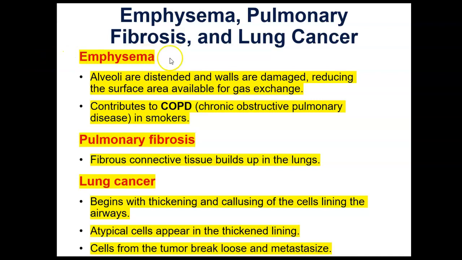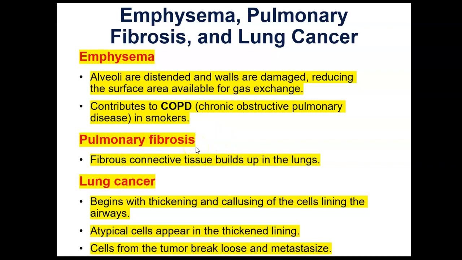All right, emphysema. This is when the alveoli are distended and the walls are damaged, and this reduces the surface area available for gas exchange. It's going to make it very difficult for them to breathe. It contributes to COPD, which is chronic obstructive pulmonary disease. You see this in smokers, but non-smokers can also have emphysema and chronic bronchitis, or emphysema and COPD. Non-smokers can have it too. And people who have lung cancer, whether they were smokers or not, typically develop chronic bronchitis and emphysema and COPD.